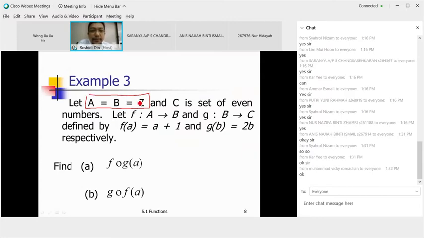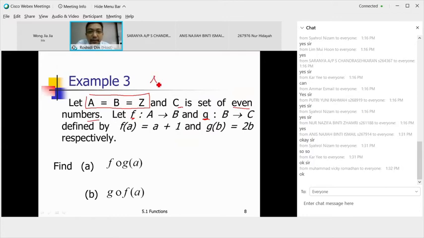Okay. A, B, C, Z, and C is the set of even numbers. So C is an even number. So let F map A to B, linked by this function. G maps B to C, linked by this function. The function F is represented by A plus 1, and the function G is represented by 2B.